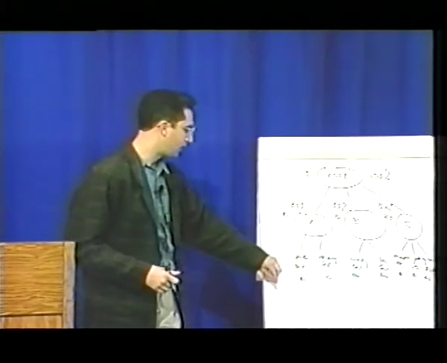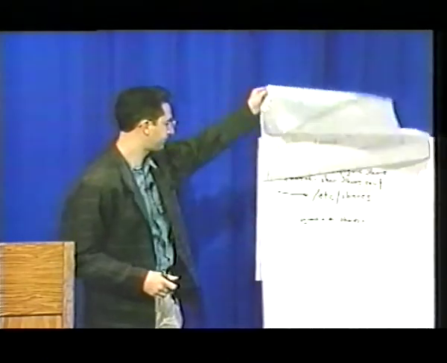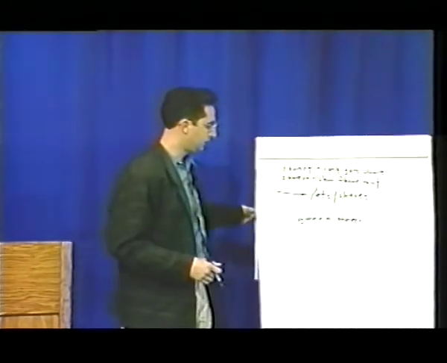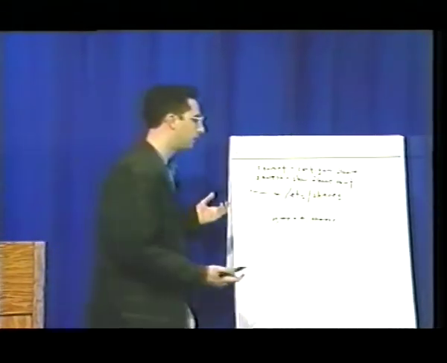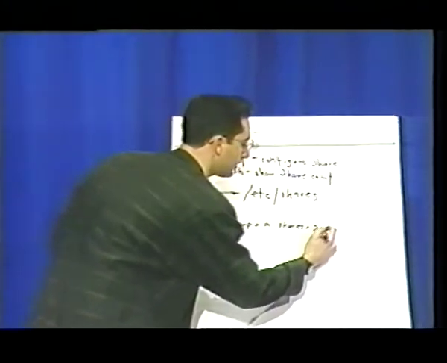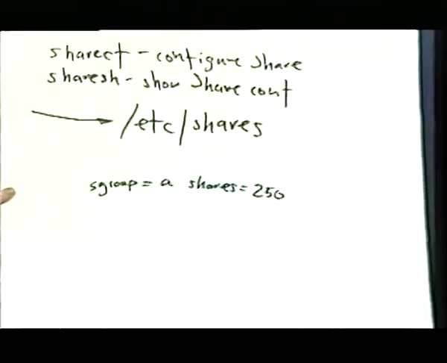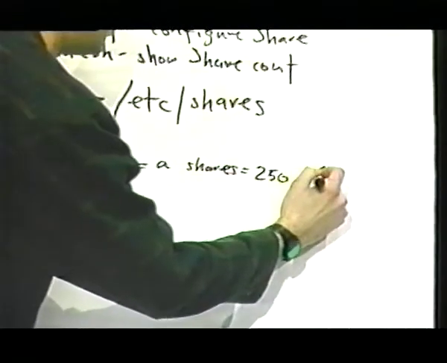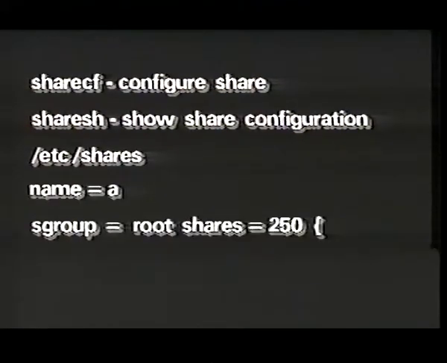So, let's see. If we keep this picture in mind, we've got S group is equal to A, and we'll give him 250 shares. And let me do, wait, I think the syntax is name is equal to A, S group is equal to root.